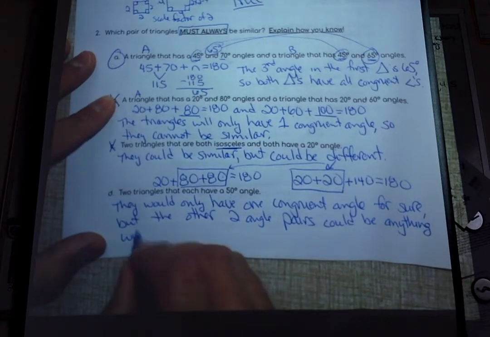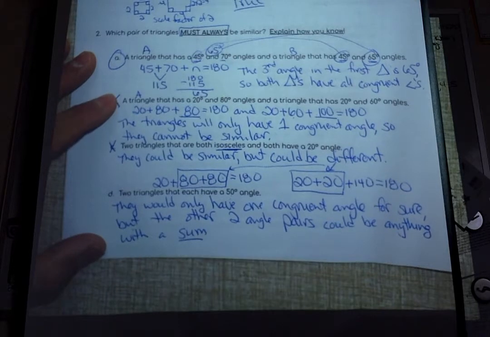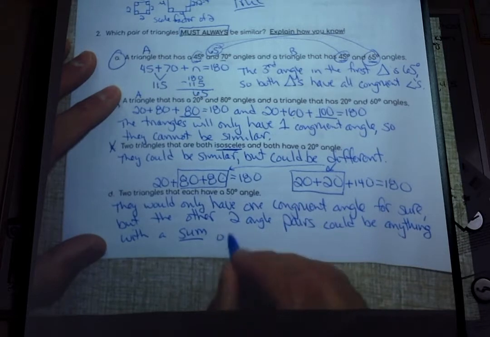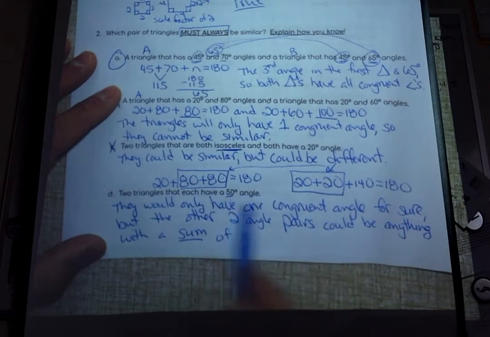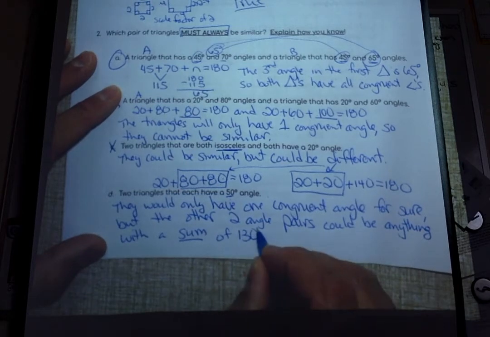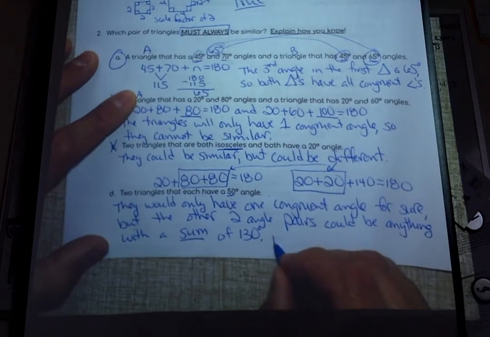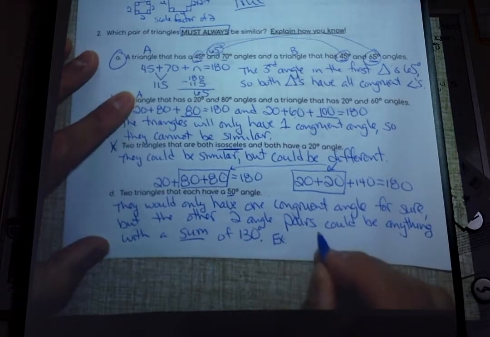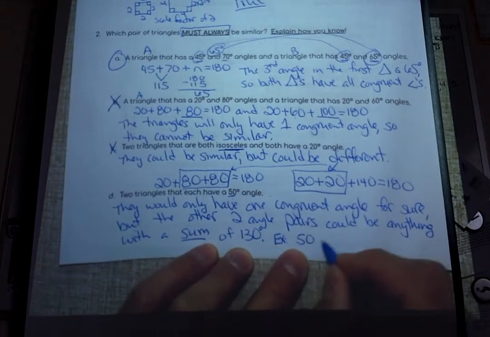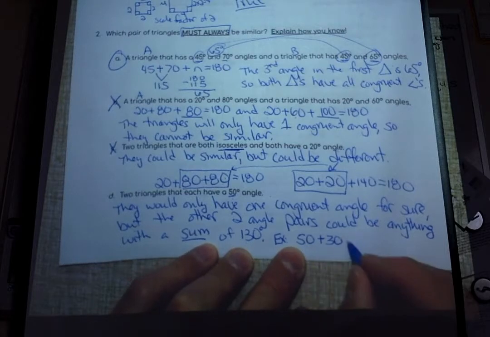The sum means we added all three angles up. If we know it's 50, 180 minus 50 is 130. So as long as the other two angles add up to 130. Here's an example of how we're going to prove it wrong. We're looking at two different triangles here. So we need to have a 50, and say I had a 30, so that's 80 plus 100.